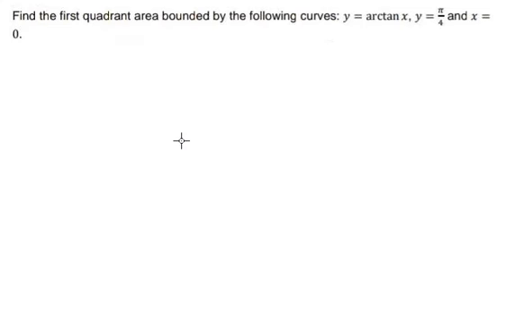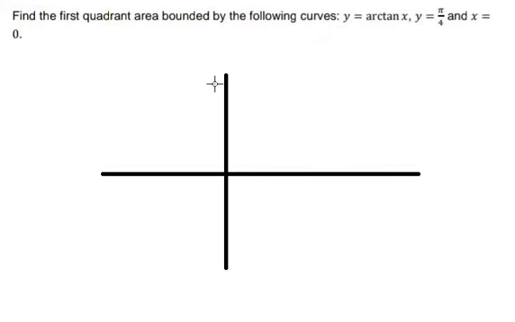Hello everybody, so today I will talk about calculus. The topic today is about application of integration. So now I will show you how to answer. We need to write about arctan of x. The graph should be like this.